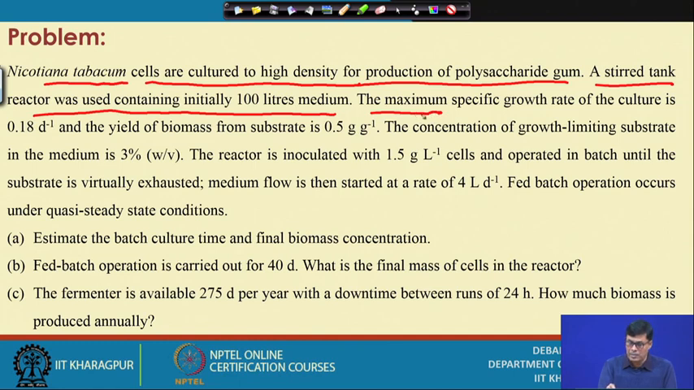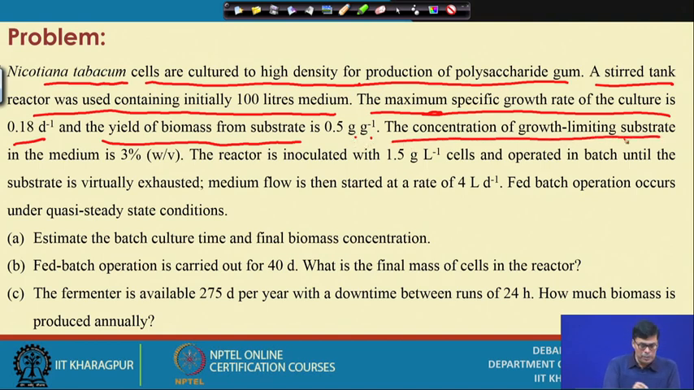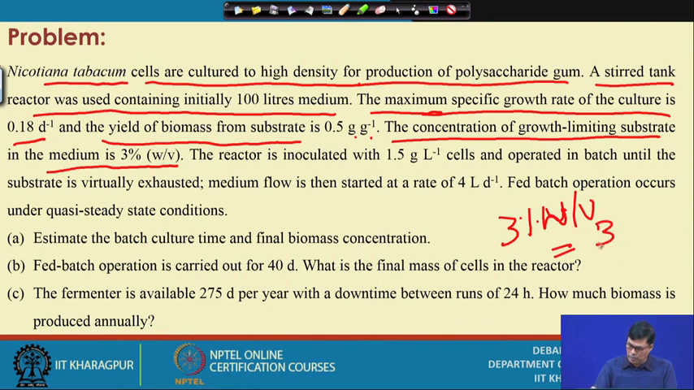The maximum specific growth rate of the culture is 0.19 per day and the yield of the biomass is 0.5 gram per gram of substrate. Now, the concentration of the growth limiting substrate is 3% weight by volume. Now, 3% weight by volume means what? Weight by volume means what? I can write 3 gram per 100 milliliter. Am I right? So, this will be 30 gram per liter.